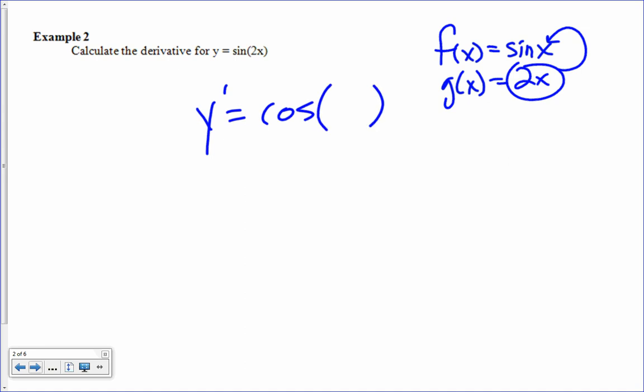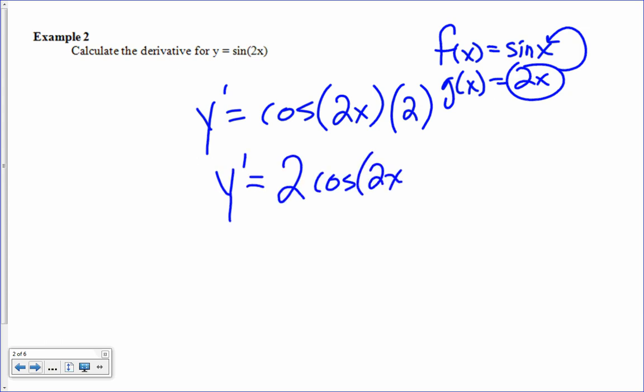And then what are we supposed to do with that g of x term that got stuck in there? Yeah, you just put it in there, write it down, right? And then what do we do with that g of x that we stuck in there? Take the derivative of it. So what's the derivative of that really angle, right? 2x is the angle, the derivative is 2. So the derivative here is 2 cosine of 2x.